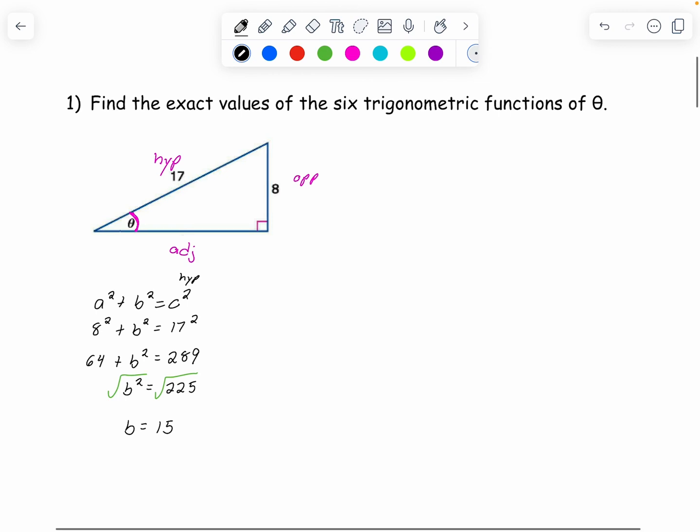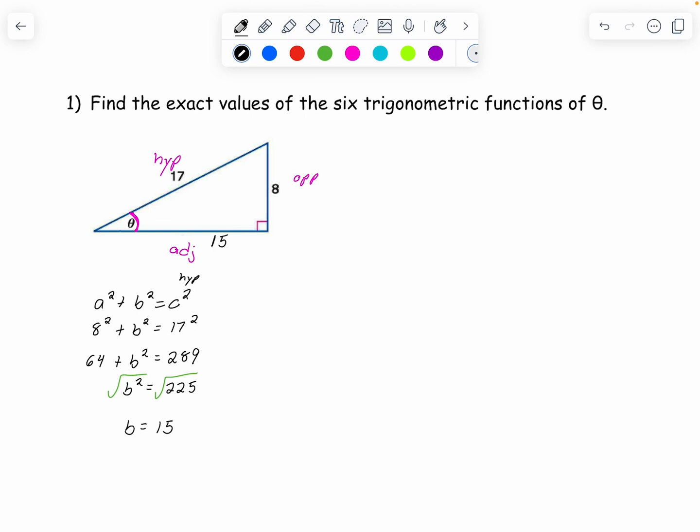Now, technically, when we take the square root of both sides, we're supposed to do plus or minus. However, we're finding a side length here, which means our side length is not going to be negative. Therefore, I'm not bothering with the plus or minus. It's just 15. So we have that the adjacent is 15.